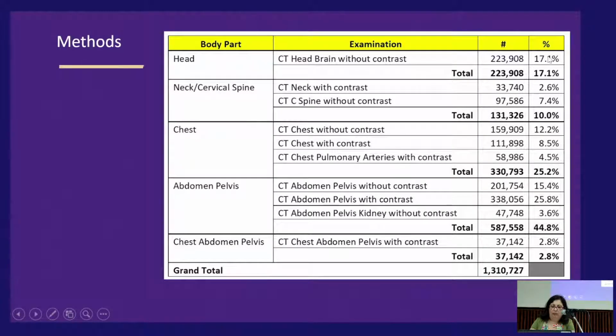And then we had the brain, about 17%, and so on and so forth. So the most common study in the United States, irrespective of where you are in the country, is abdomen pelvis. That's the most common exam. If you can even optimize your abdomen pelvis protocol, you have taken care of 50 to 60% of your exams already. So very nice to see that the patterns were the same across the country.